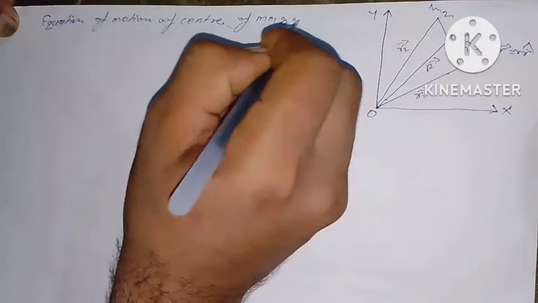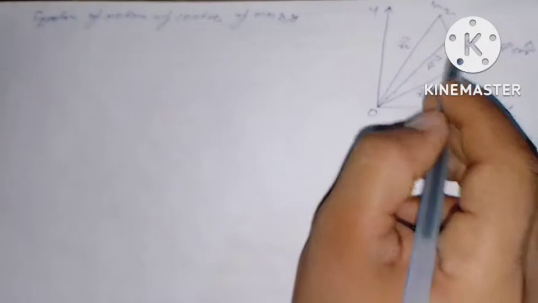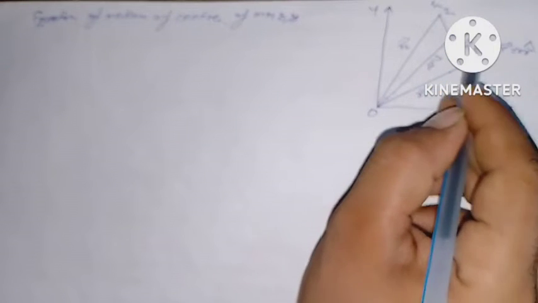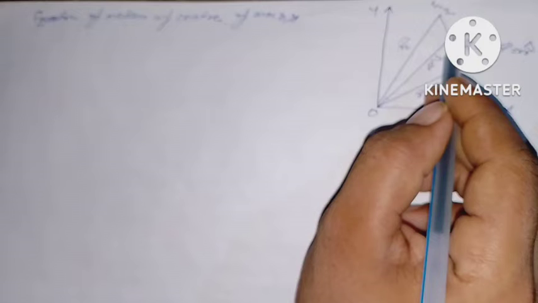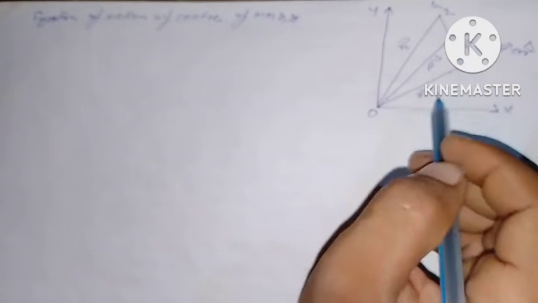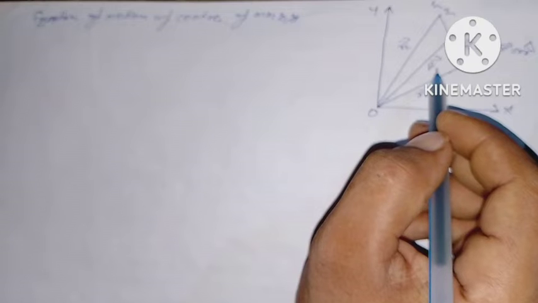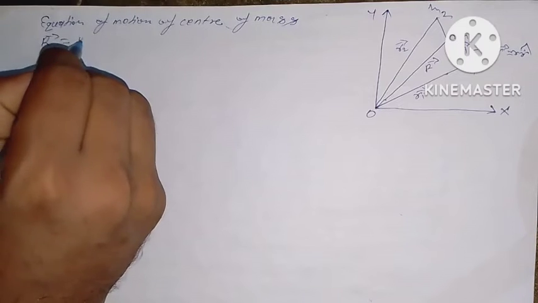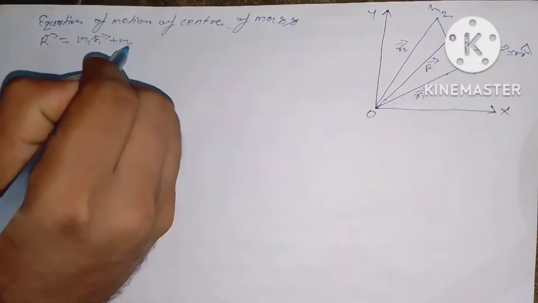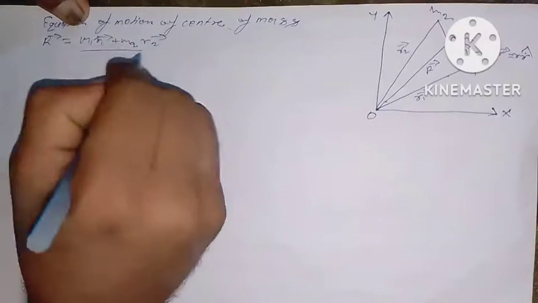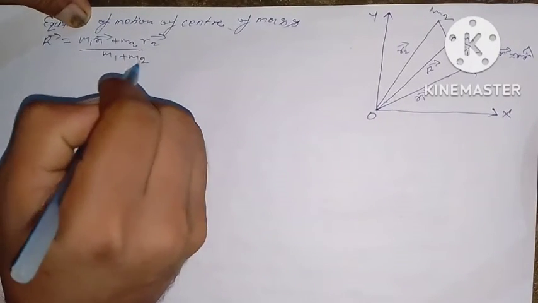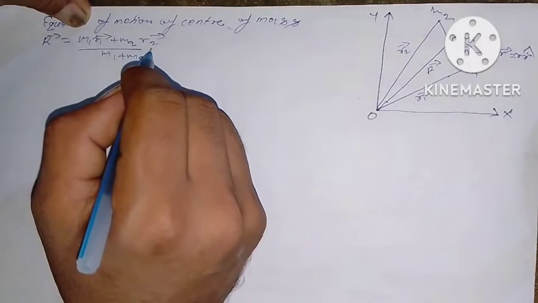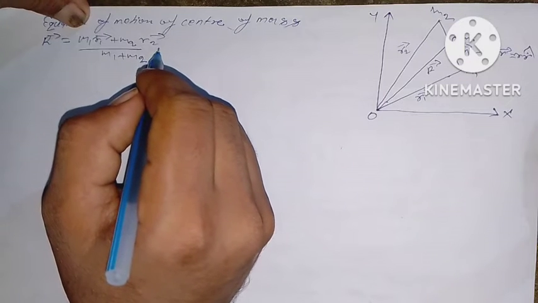Next heading is equation of motion of center of mass. Consider two mass points m1 and m2 as shown. If CM is the center of mass of these two mass points and capital R the radius vector of the center of mass, then vector R equals m1 r1 vector plus m2 r2 vector whole upon m1 plus m2, where r1 is the radius vector for point mass m1 and r2 is the radius vector for mass point m2.